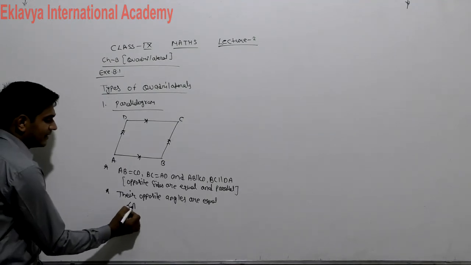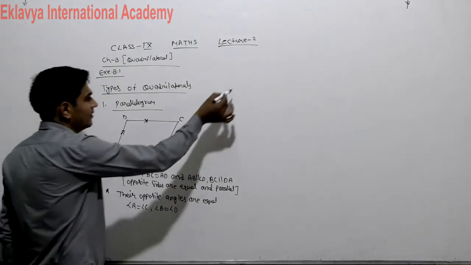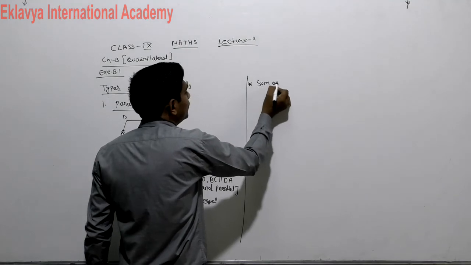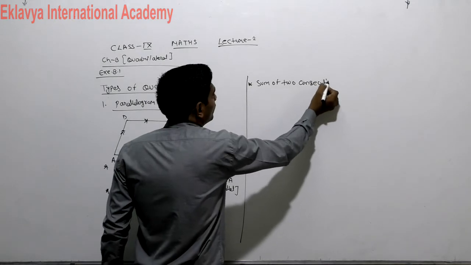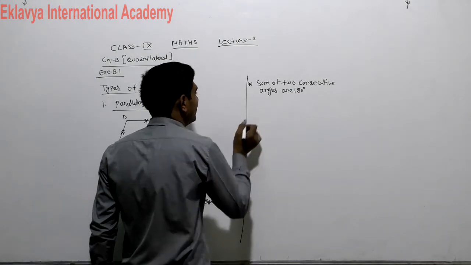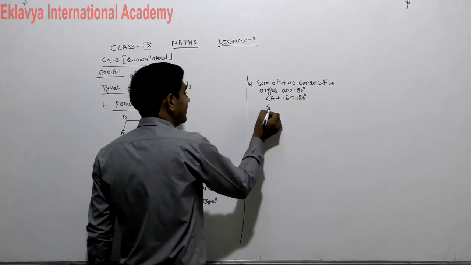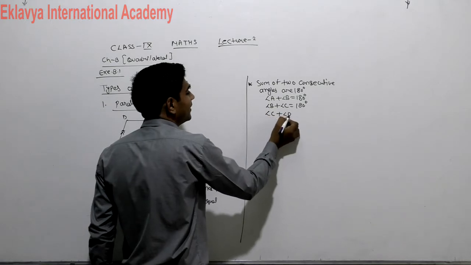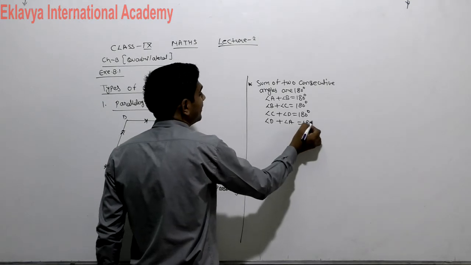Opposite angles are equal, meaning angle A is equal to angle C and angle B is equal to angle D. Third property is that the sum of two consecutive angles is 180 degrees, meaning angle A plus B is 180 degrees, angle B plus C is 180 degrees, angle C plus D is 180 degrees, angle D plus angle A is 180 degrees.